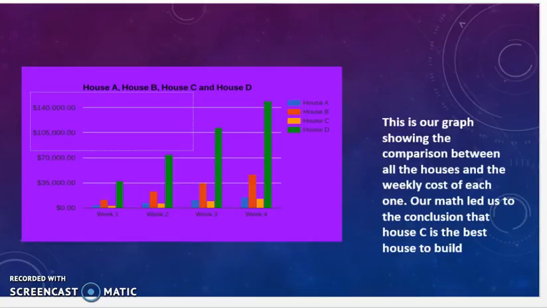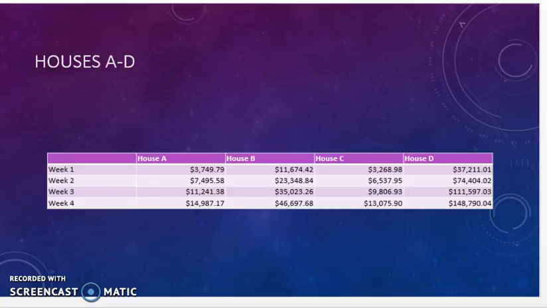This is our graph showing the comparison between all the houses and the weekly cost of each one. Our math led us to the conclusion that house C is the best house to build. In our graph, house A is blue, house B is orange, house C is yellow, and house D is green. Here's houses A through D, the cost for 1 month of the electricity.